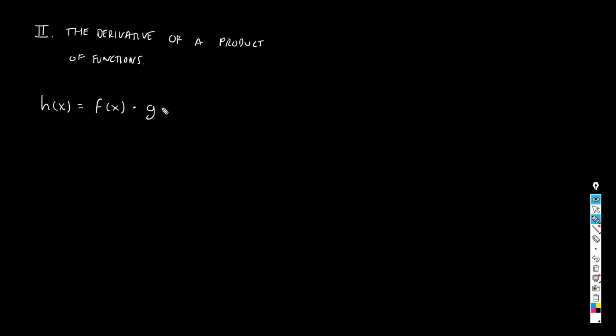Rule number 2 is the derivative of a product of functions. So suppose the following. Suppose that I give you a function h such that it is the product of two functions, f of x times g of x. Okay, so what's going to be the derivative of h?